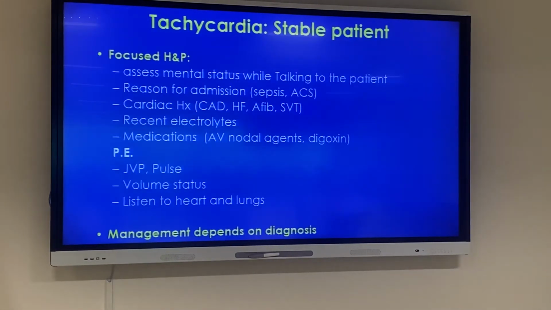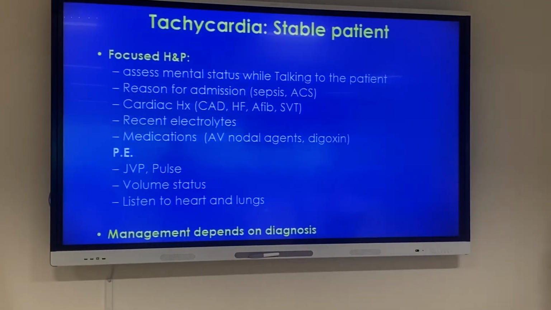Now, if the patient is hemodynamically stable, you have time to take the history, do the exam, do the investigations, look for the cause, and then manage accordingly. What is the diagnosis, and manage based on it: sinus tachycardia is different from atrial tachycardia, different from atrial fibrillation, different from atrial flutter. So this is the overall basics of management.